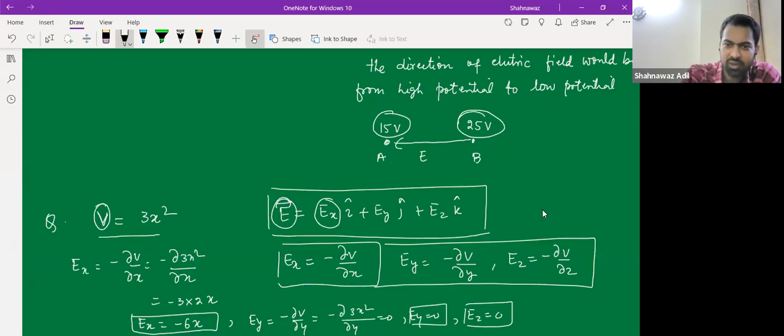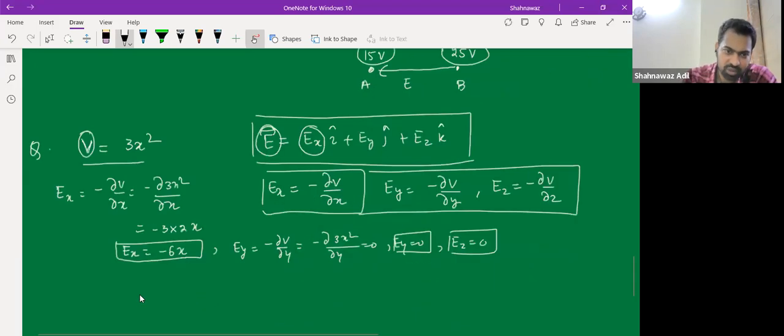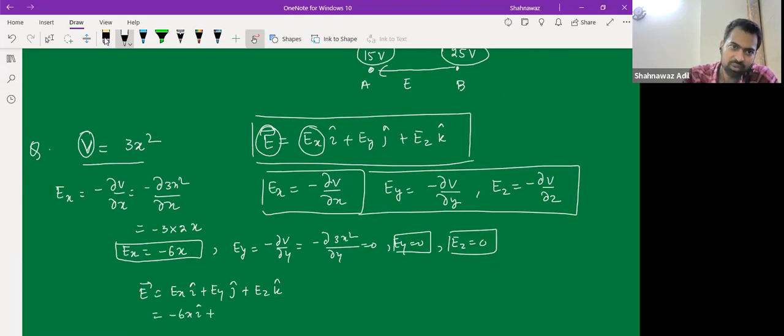So the electric field would be simply how much? This would be simply E is Ex i plus Ey j plus Ez k. So this is simply minus 6x i hat plus 0 plus 0. So only this one. Is that clear, guys? Yes, sir. Yeah, you guys please note it down, and then we will complicate the questions more.